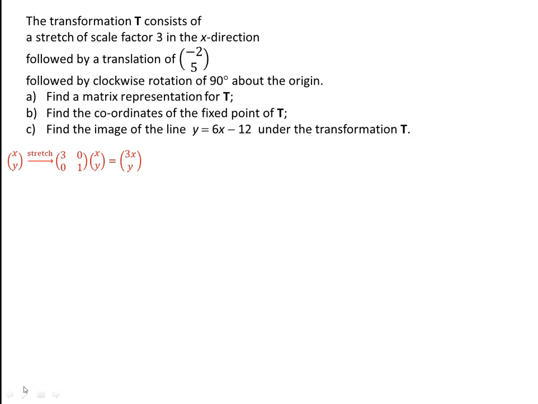We're then doing a translation of (-2, 5). So when I do the translation of (-2, 5), the point (3x, y) becomes the point (3x, y) add (-2, 5). In other words, becomes the point (3x - 2, y + 5).